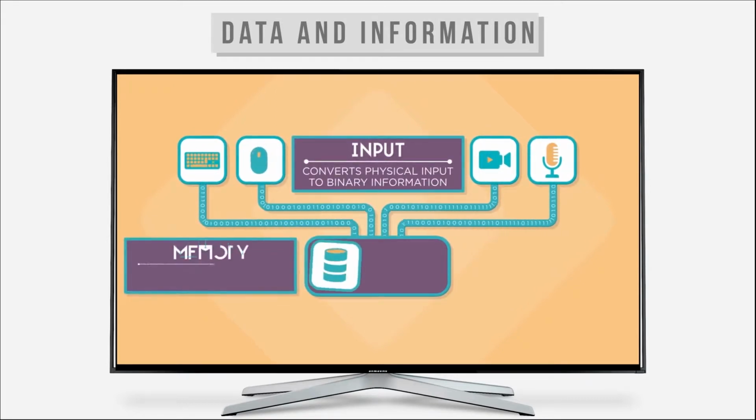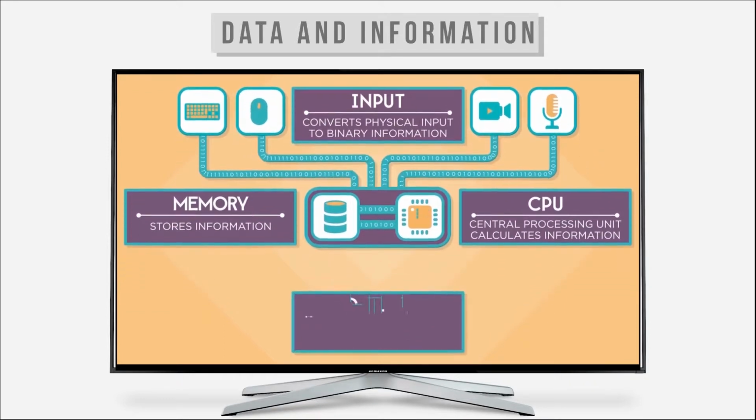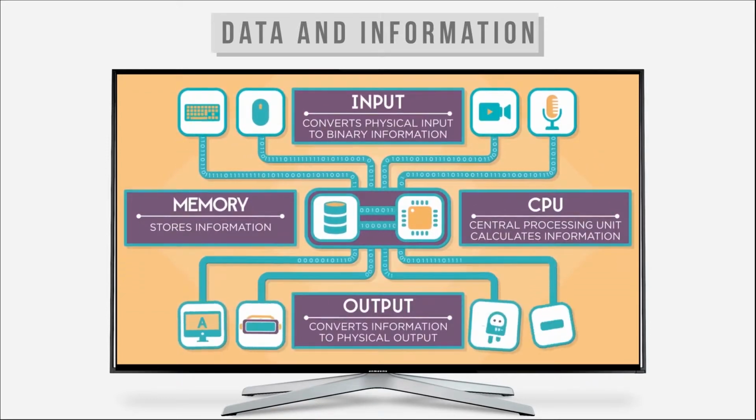There is memory to store this information. There's a central processing unit, or CPU, where all the calculations are done. And finally, there are output devices that take information and convert it into physical output.